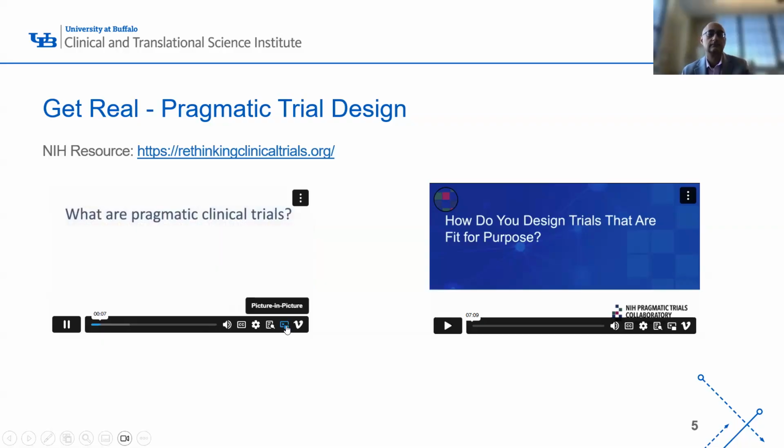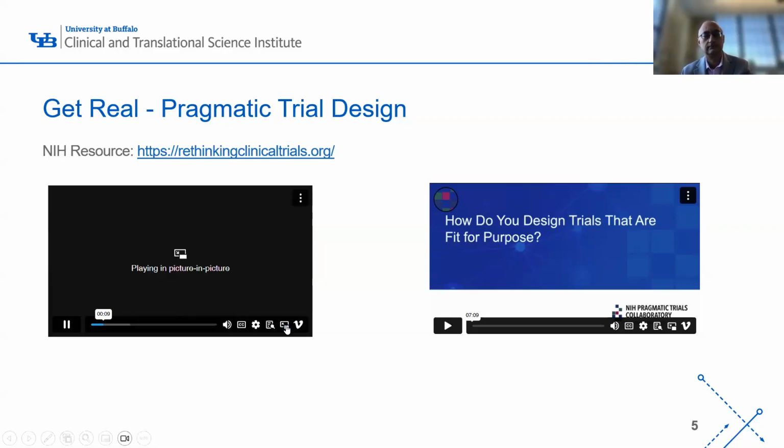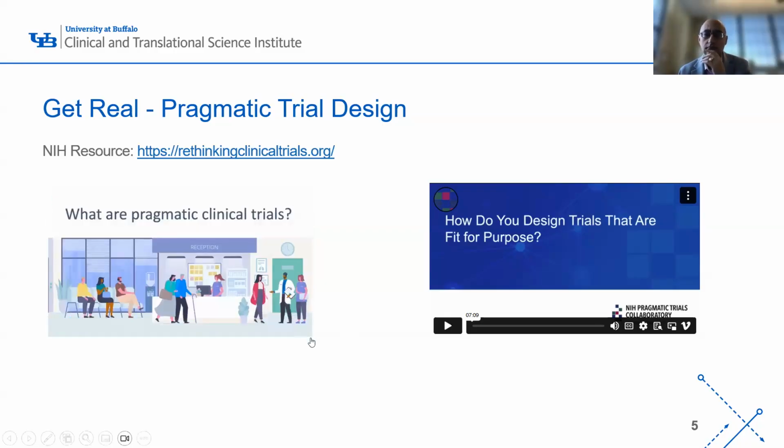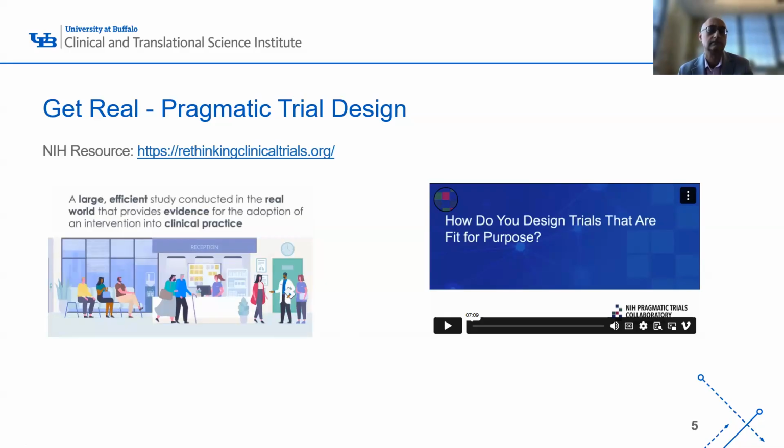So what do we mean when we talk about pragmatic clinical trials? I think the definition, or what comes to mind to a lot of those of us involved in the collaboratories, is that it's a large, efficient study that's done in the real world and gives us evidence for adoption of some kind of intervention into clinical practice, or into the way that patients are usually treated when they seek care.